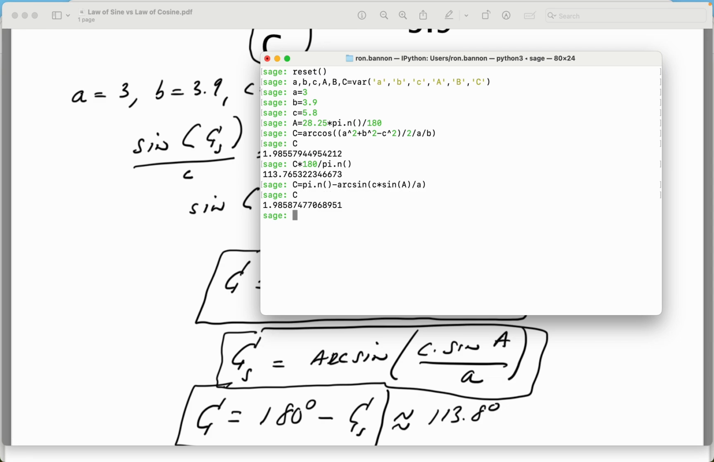And the C is that number over there. Again, I'm looking at it, it's not the number that's there. Let's just convert it. So it's C star 180 divided by pi. And what do we get? We're getting the same result.